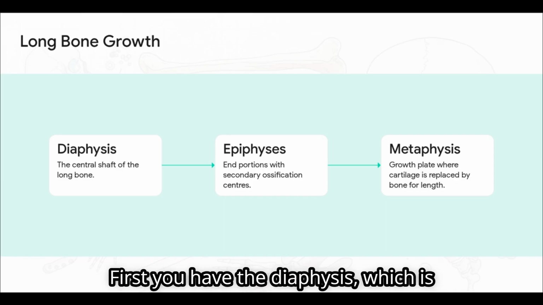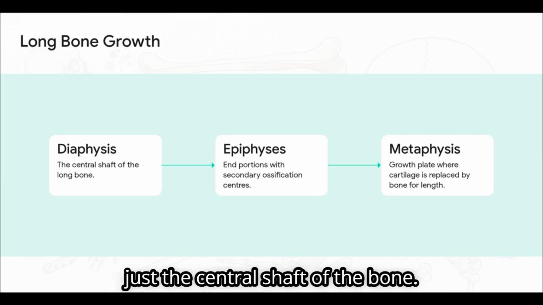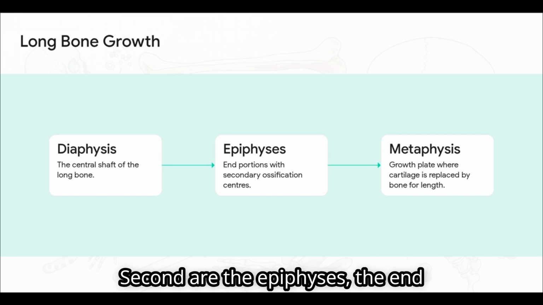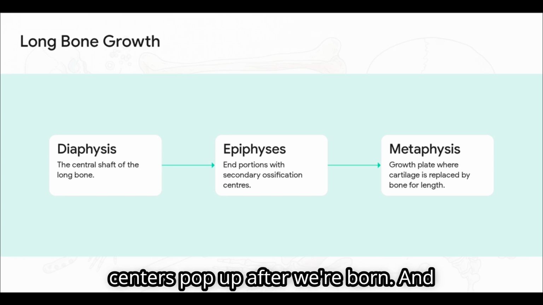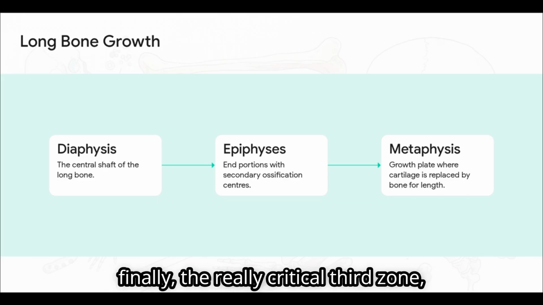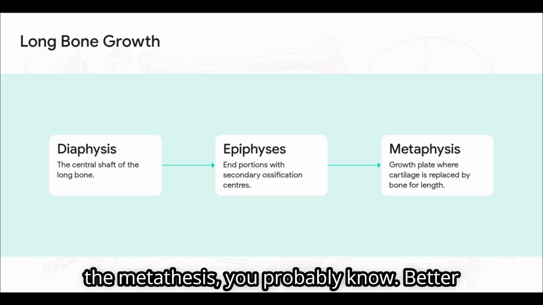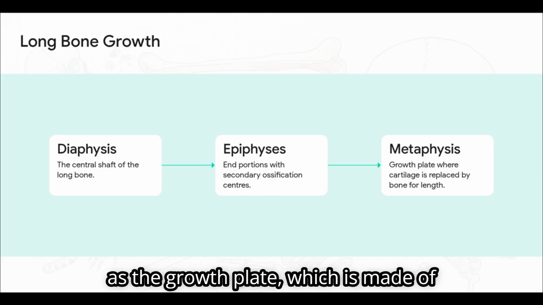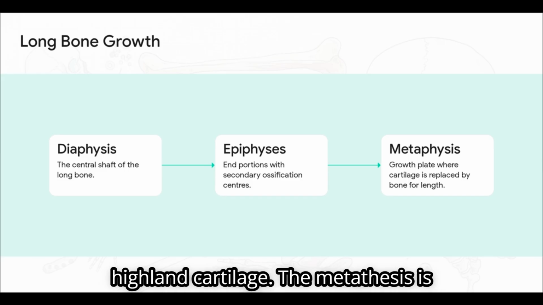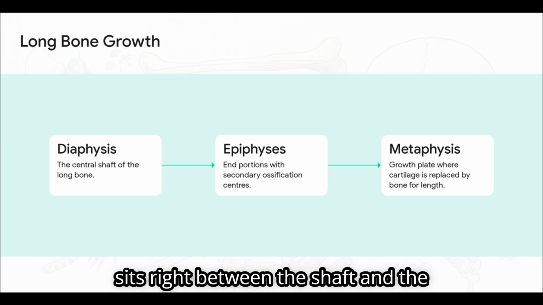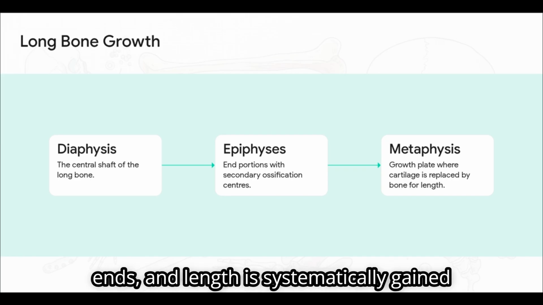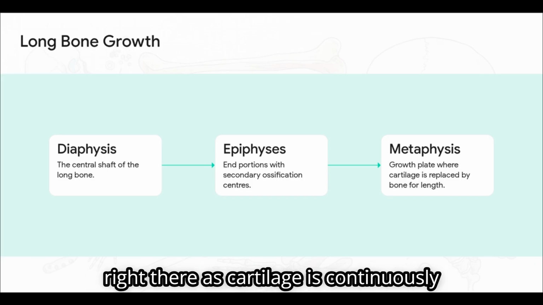First, you have the diaphysis, which is just the central shaft of the bone. Second are the epiphyses, the end portions where secondary ossification centers pop up after we're born. And finally, the really critical third zone, the metaphysis. You probably know this better as the growth plate, which is made of hyaline cartilage. The metaphysis is literally the engine of your height. It sits right between the shaft and the ends, and length is systematically gained right there as cartilage is continuously replaced by bone.